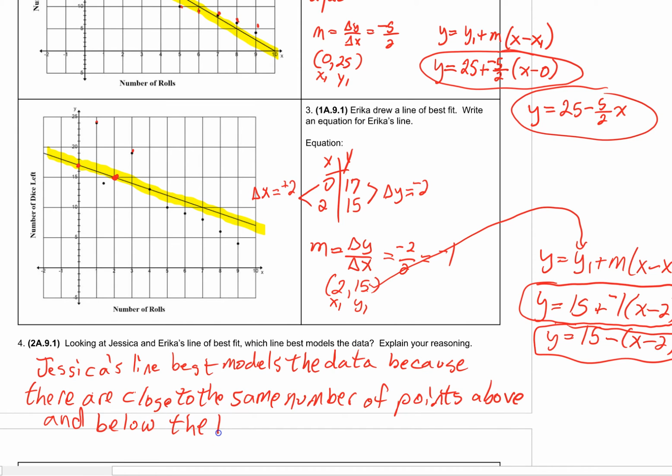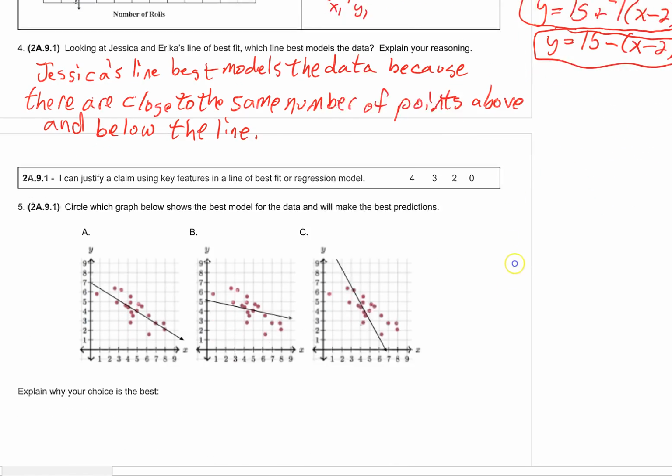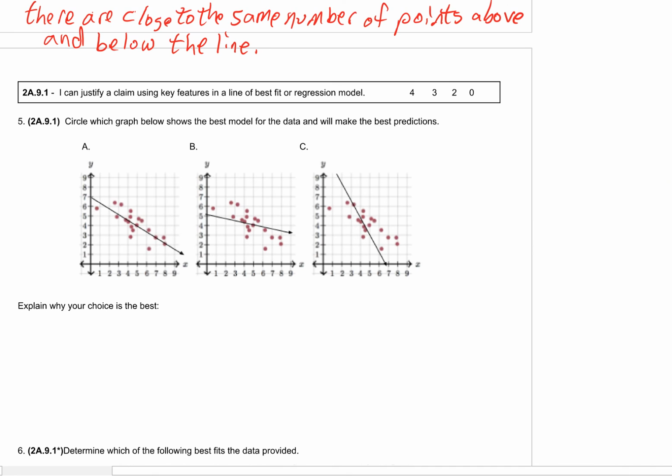Now, of course, you could also make a comment and say that the line is passing through the middle of the data. That would be good too. But especially in light of what we've been talking about recently, it's good to talk about points above and below. With that in mind, let's go to page 2. This is where we're looking at the next 2 problems.